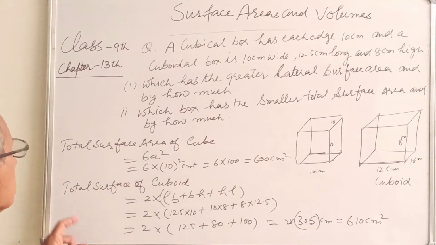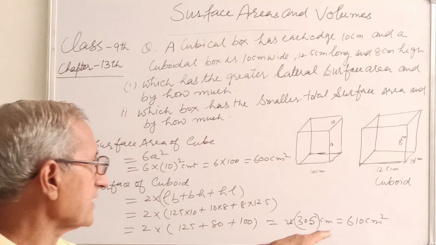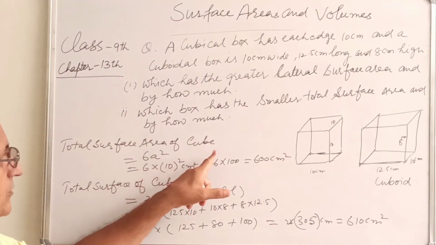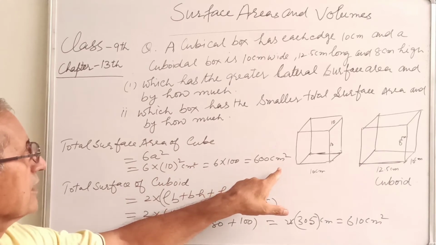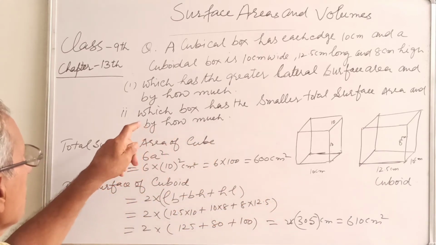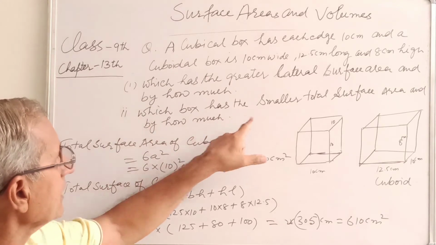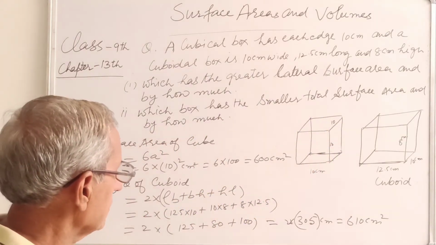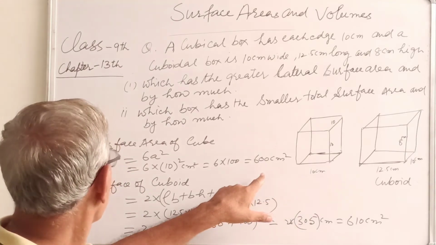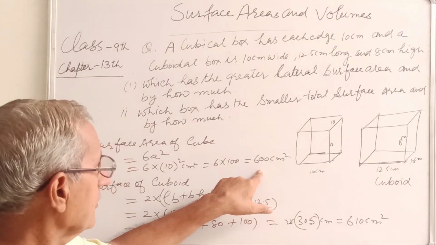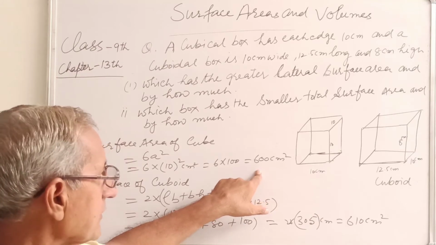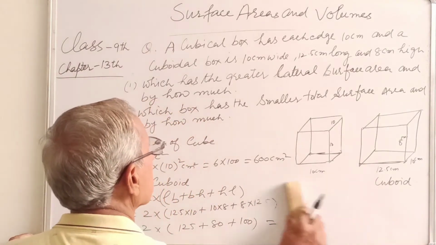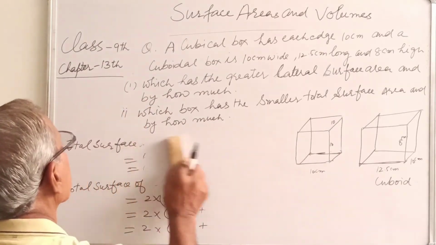The total surface area for the cuboid is 610 centimeter square, whereas the total surface area of the cube is 600 centimeter square. So you were asked the question, which box has the smaller total surface area and by how much? So this shows that cube has smaller total surface area, and by how much? 10 centimeter square. So we will find the difference.